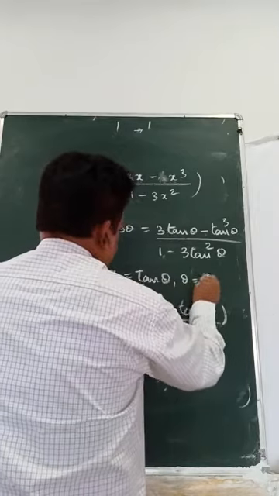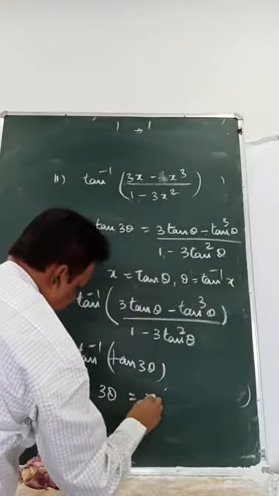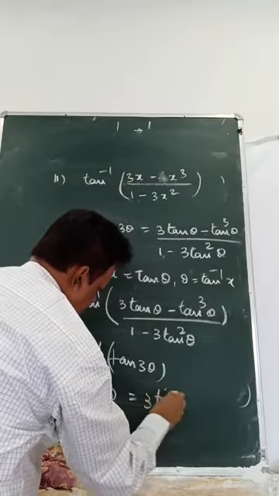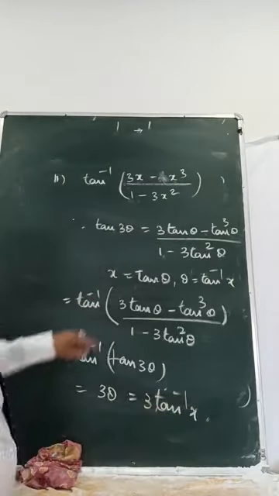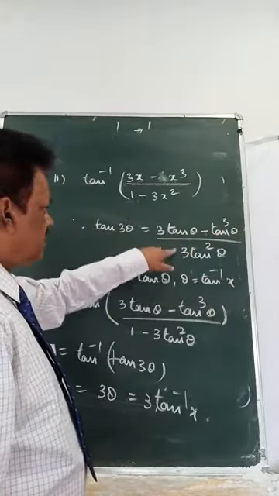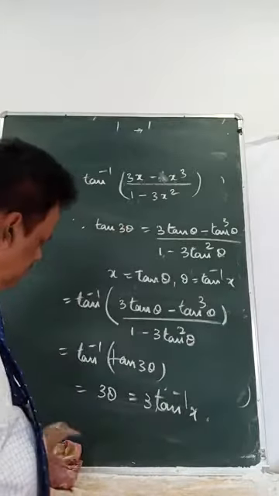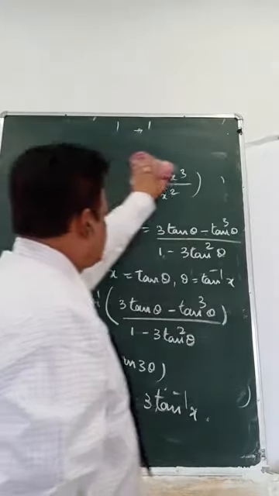What is theta? Theta is tan inverse x. So the answer is 3 tan inverse x. Look at the pattern. The important part is that you have to select the correct formula to use here. Okay, let me continue. Another question on this.